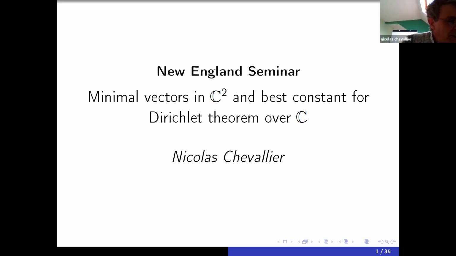Thanks to the organizer for the invitation to talk about minimal vectors and about the best constant for Dirichlet's theorem. I will start with some history, then with some easy results about minimal vectors, then with less easy results about minimal vectors with some proof, and then about the best constant for Dirichlet's theorem. And depending on time, I will talk about continued fractions associated with minimal vectors. So let us start with some history.